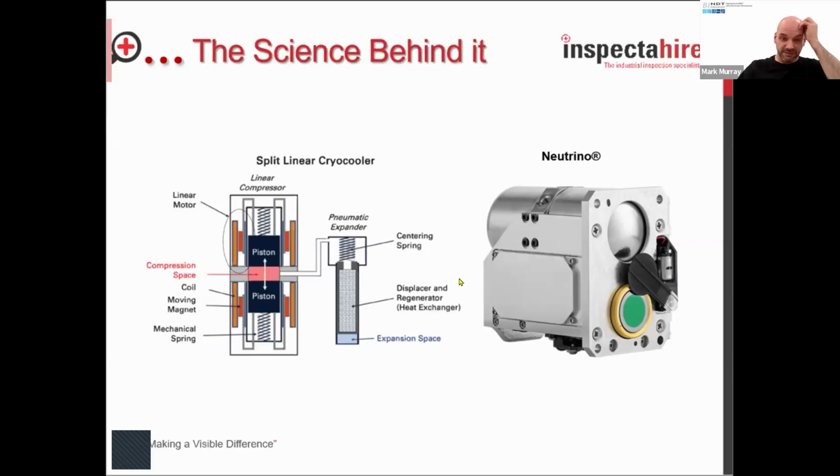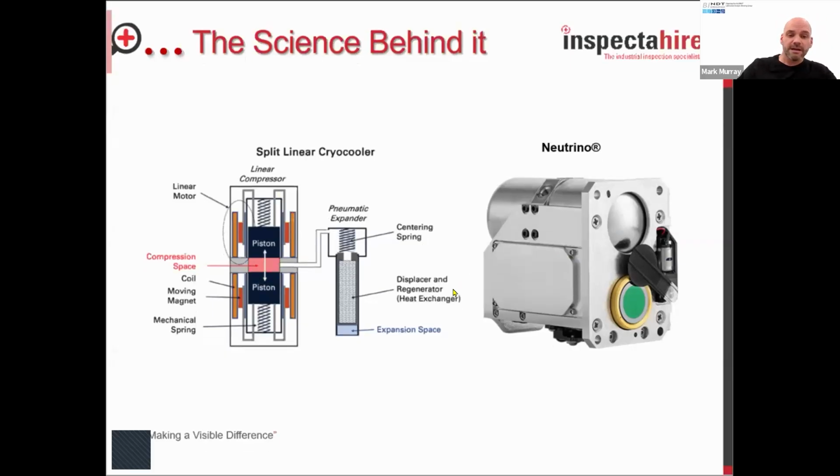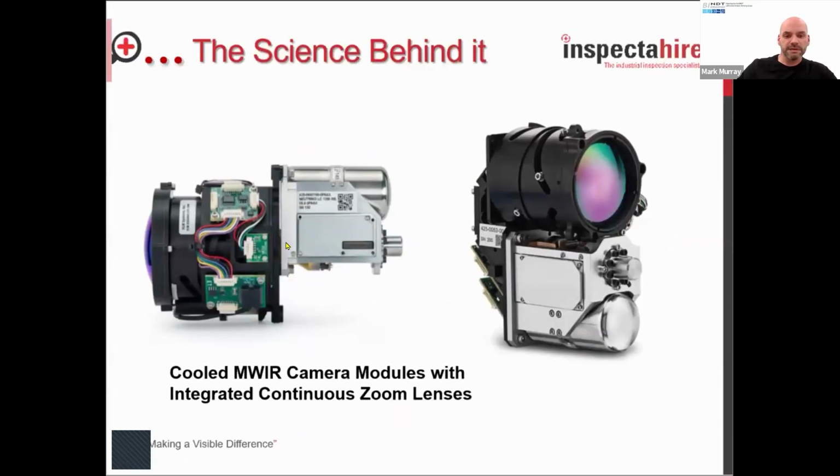So they come in a variety of different lens configurations. Here we've got a couple of examples. Still medium wave, of course, photon detectors. And because of their small size and light weight, they're already being utilized and integrated for use on aerial platforms, so for drone cameras and the like.